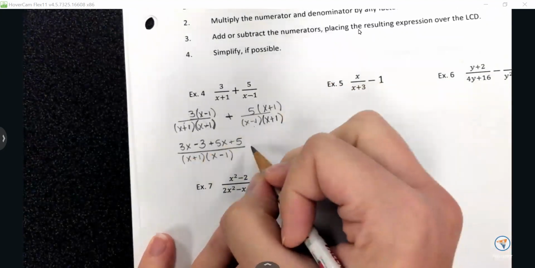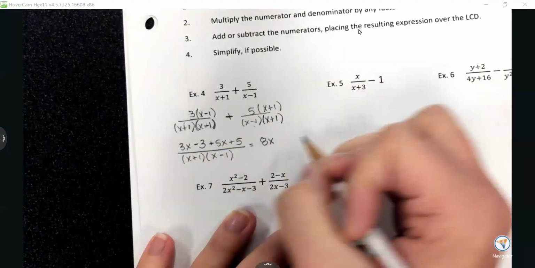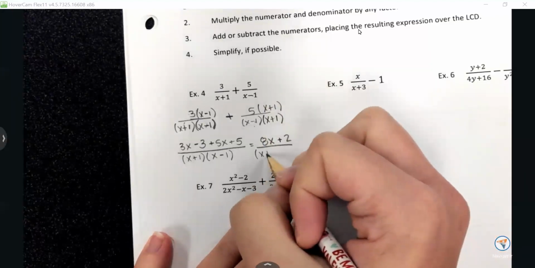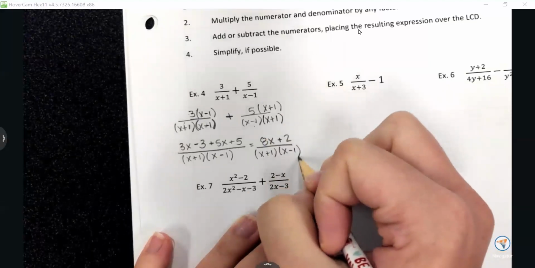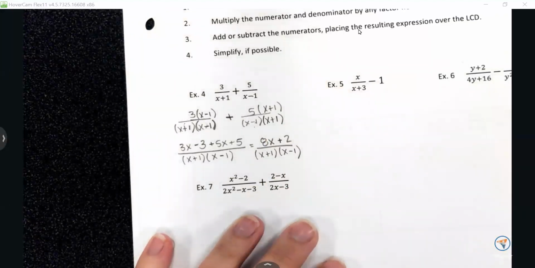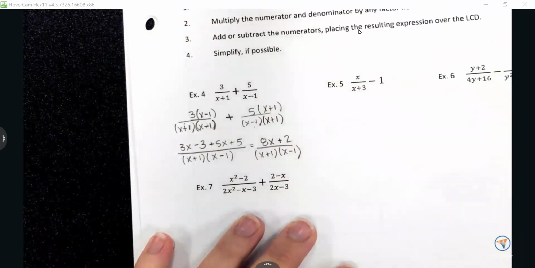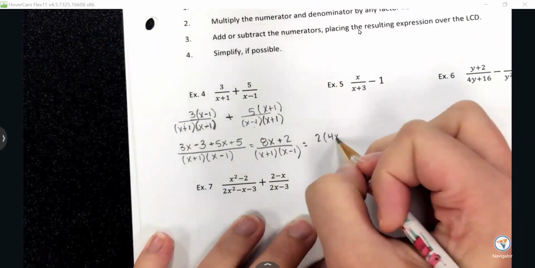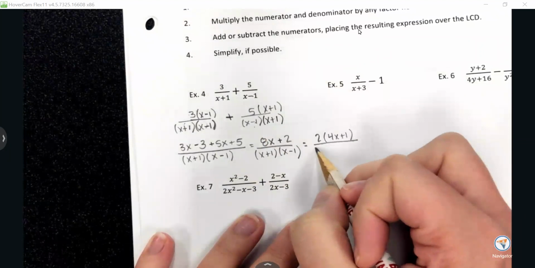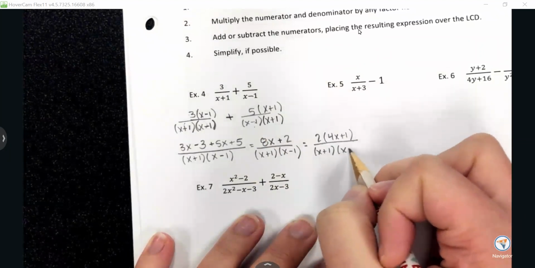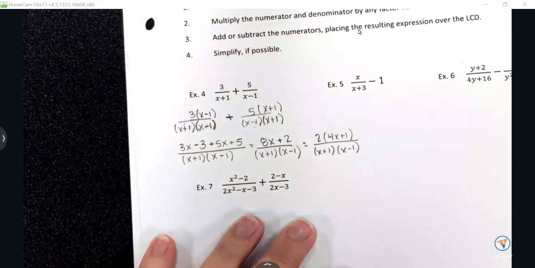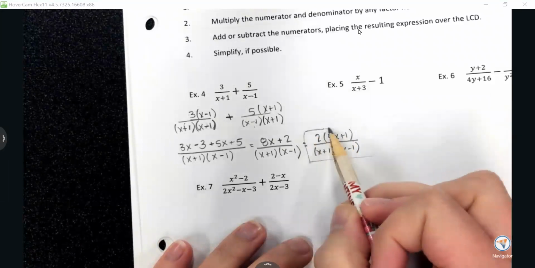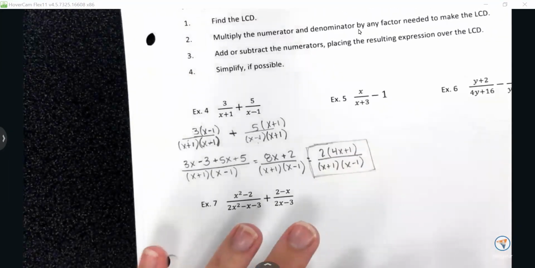So 3x plus 5x is 8x plus 2 over my denominator of x plus 1, x minus 1. What can I factor out of the numerator? A 2. So that would be a 2 times x plus 1 over x plus 1, x minus 1. Can anything cancel out? Then that's my answer.